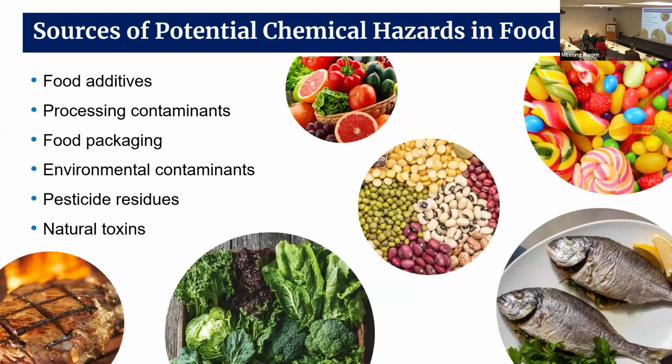Since the topic here today is foods, I just want to point out the potential chemical hazards in foods. I think most of us are aware of this, so I'm not going to spend much time on it. We have food additives, processing contaminants, and food packaging, where migrants can come from the packaging and get into the food. We have environmental chemical contaminants, such as heavy metals that can get incorporated into food through the soil, air, and water. Pesticides through agricultural use, as well as natural toxins such as mycotoxins and alkaloids, are other examples.